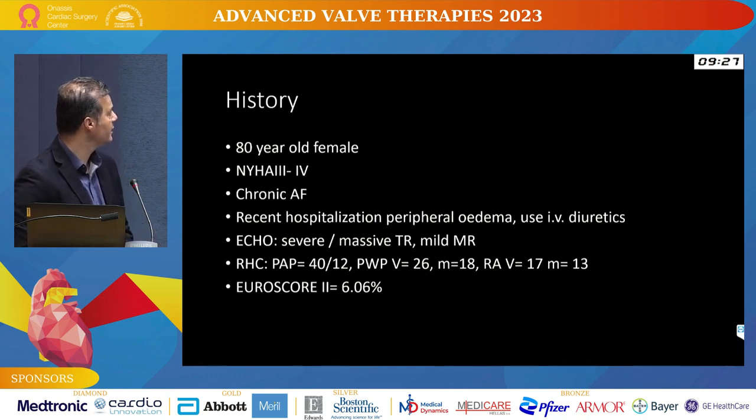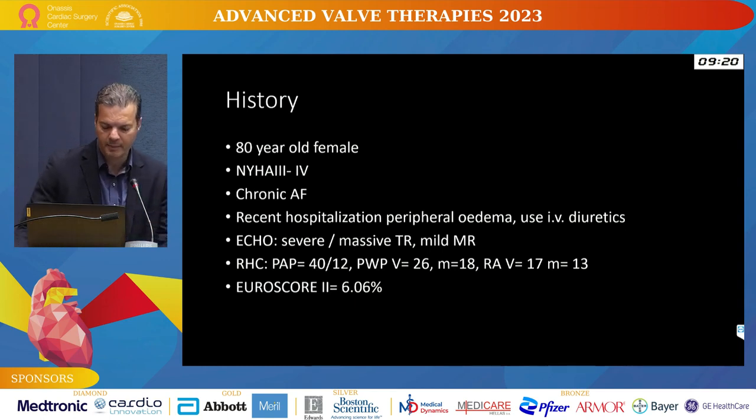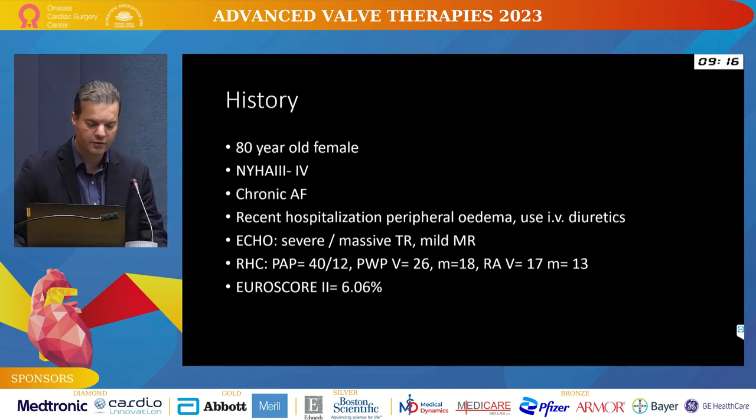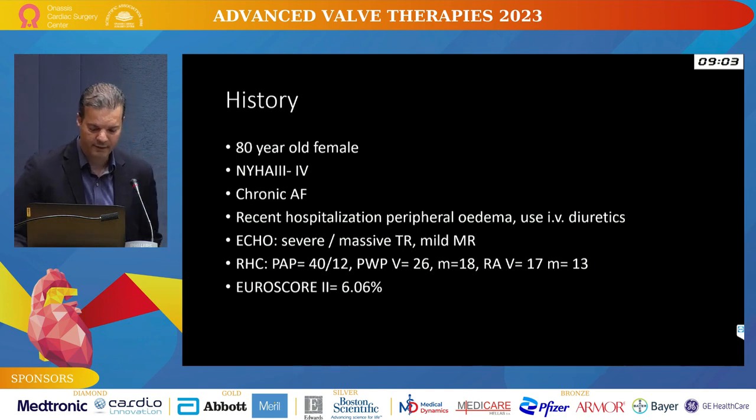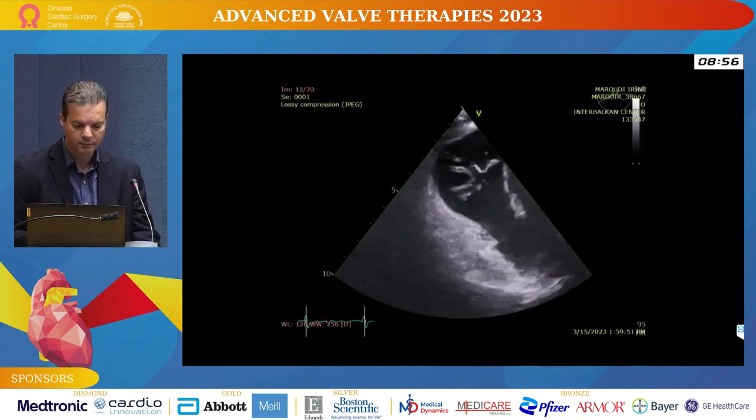And if you look at the right heart catheterization, you can see that there was only moderately increased pulmonary hypertension. The mean wedge pressure was less than 20, so it's a Trilumina type of patient following the presentation that we had before, with a significant elevation of the pressures on the right side. And the EuroSCORE tool for intervention of the tricuspid valve was 6%. But we all know that EuroSCORE may underestimate this population.